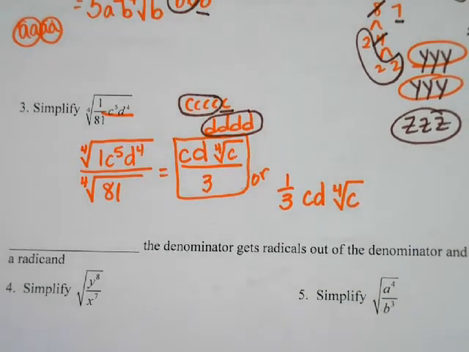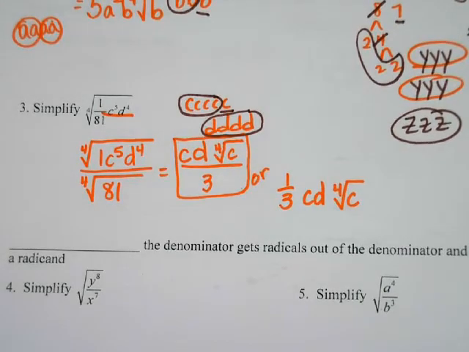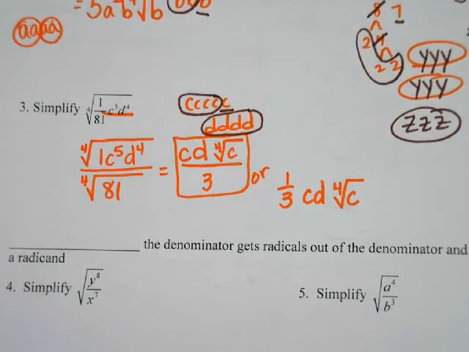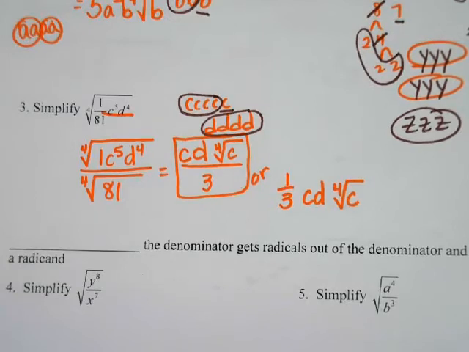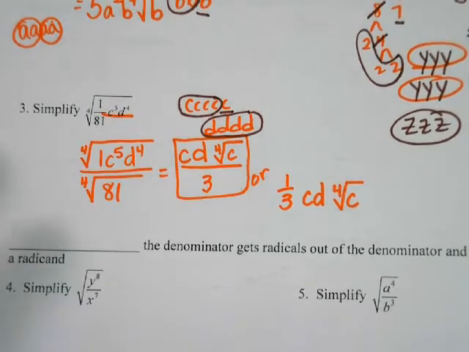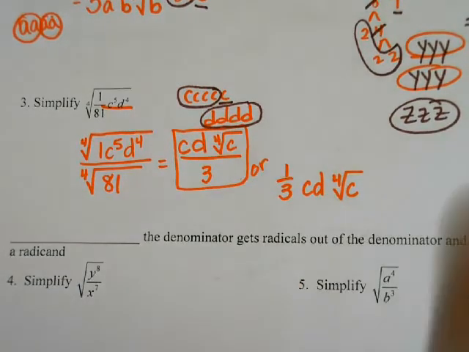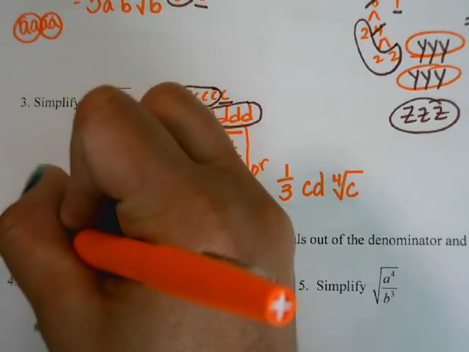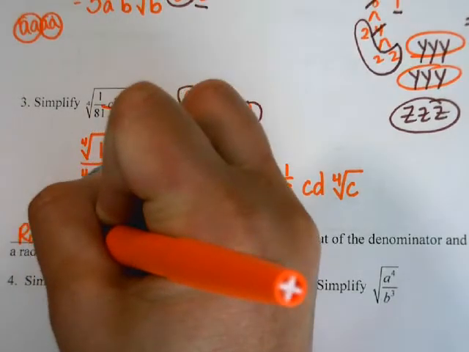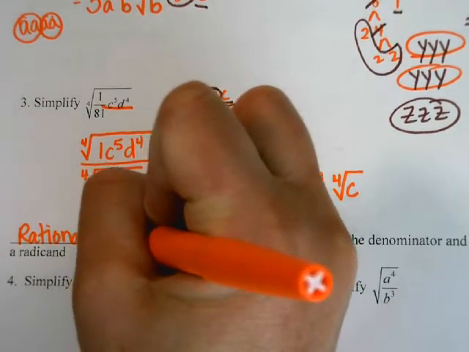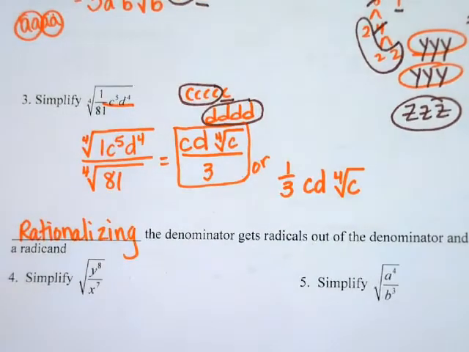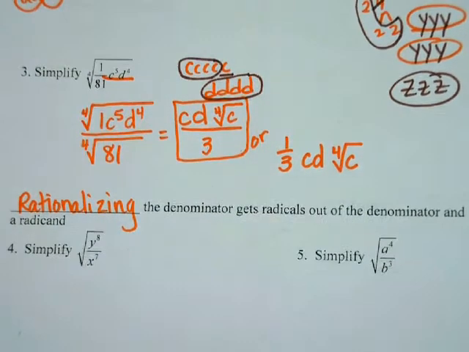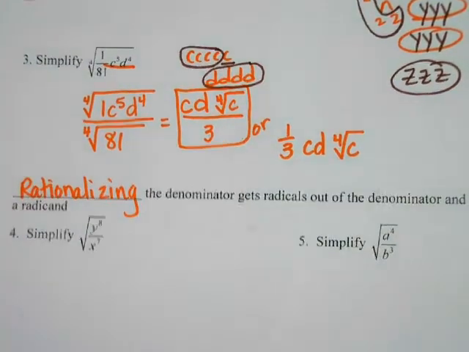Okay, well that one worked out nicely, right? Is it always going to work out nicely where my radical doesn't have a fraction or there's no radicals in the denominator? No. So, if we need to fix those things, we need to do what's called rationalizing. Rationalizing the denominator gets radicals out of the denominator and fractions out of the radicand.